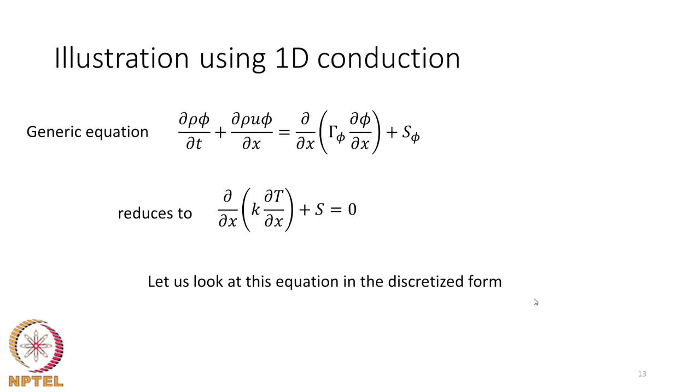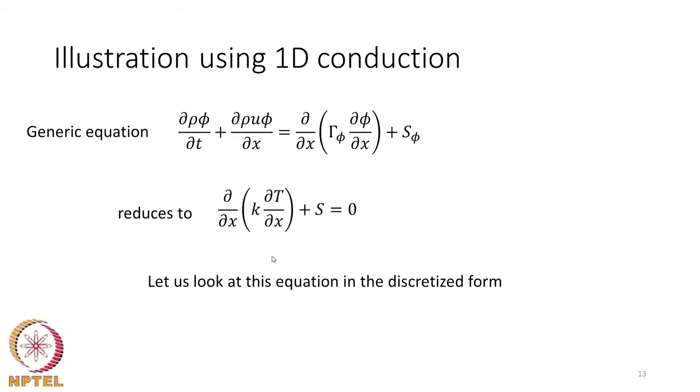So, the generic equation is written here, and then we want to apply it for a specific case. To illustrate, we will choose the case of only heat conduction, so that we can just take the terms on the right hand side first. So, we are taking the diffusive term and the source term, and then we are trying to solve this in a numerical manner without considering the advective and the transient term.